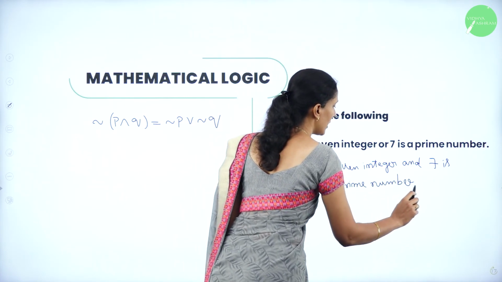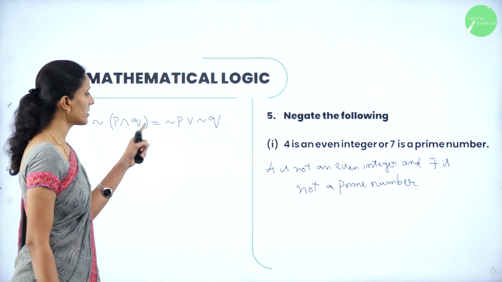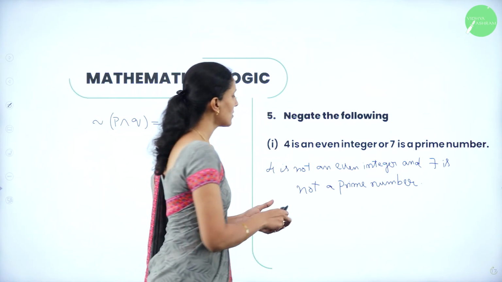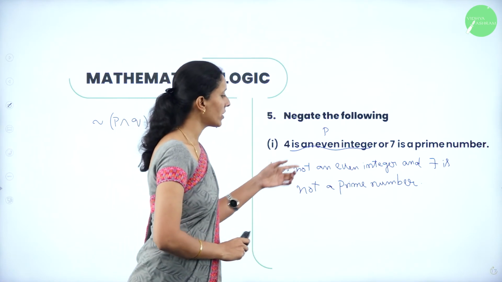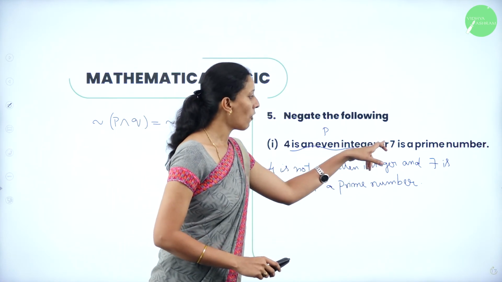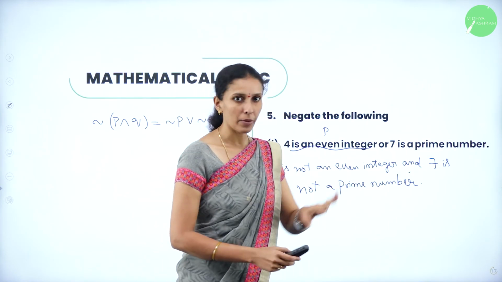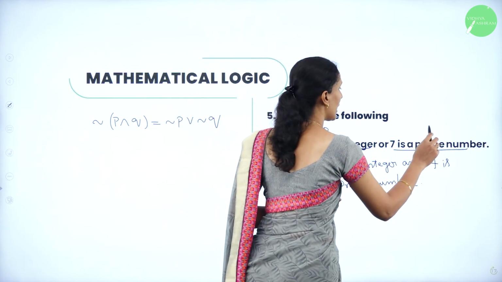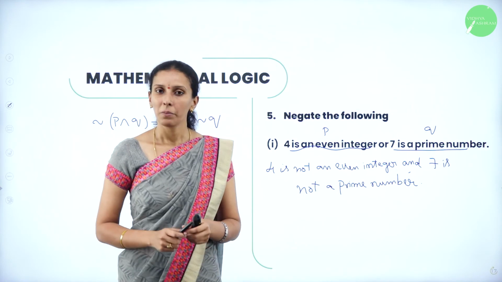So using the De Morgan's law, what does it state? Negation of the disjunction says negation of P and negation of Q. So P is 4 is an even integer. So negation of P is 4 is not an even integer. We have or, it must be converted into and. Next we have 7 is a prime number. Negation of Q: if you take this statement as Q, it is not Q. So that means 7 is not a prime number.